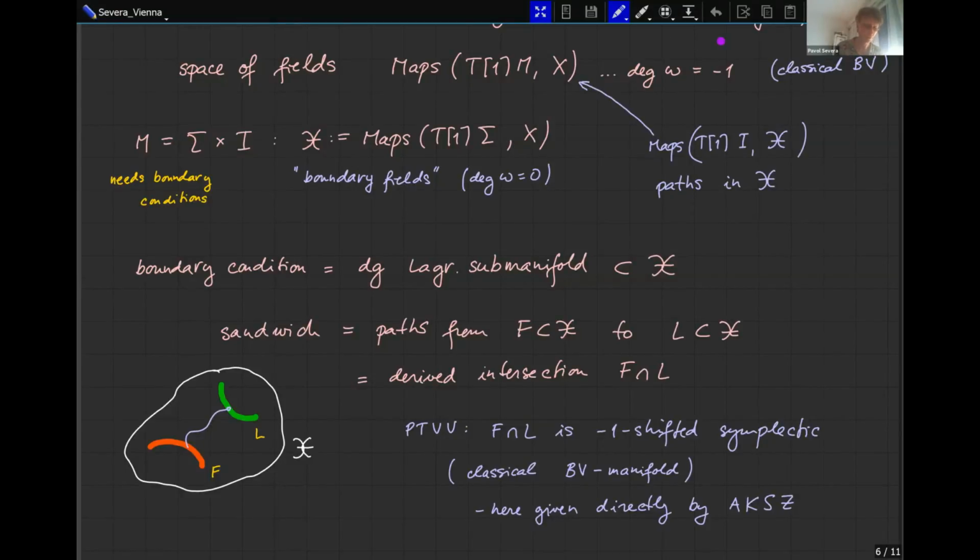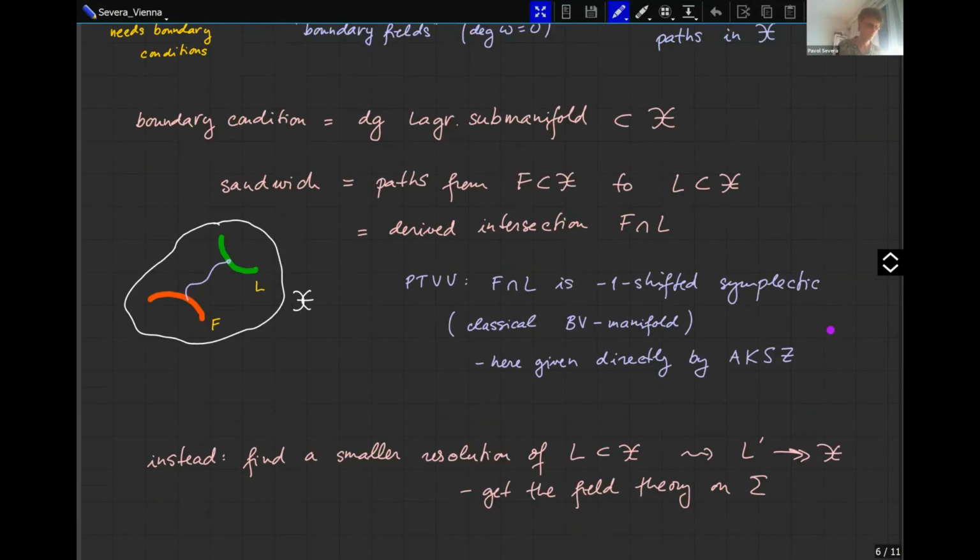So everything is fine. But still, what we can do is, instead of computing the derived intersection of F with L in this universal, but also very big way, where we take the space of all paths connecting F and L, we can try to cook up some smaller resolution and see what happens. We should get the same, or quasi-isomorphic, result in the end.